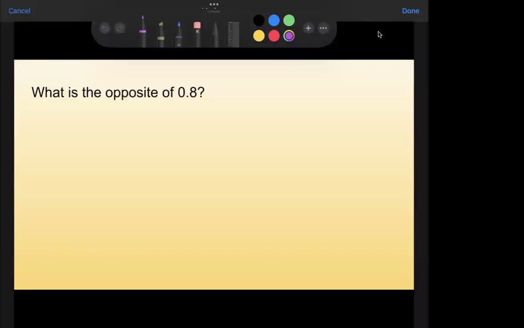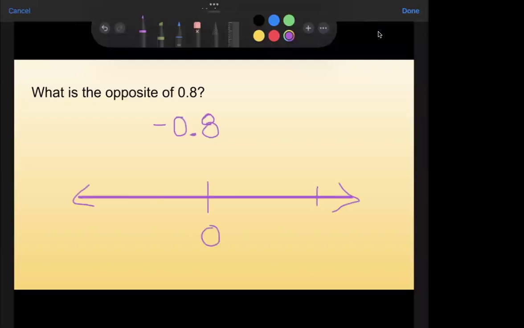Okay, here is our last one for today's video. What is the opposite of 0.8? So again, if we use the shortcut, we know we would just change the sign. If that's a positive 0.8, we're going to go ahead and put a minus in front of it and make it negative 0.8. If you like to use the number line, I'm going to go ahead and put 0 here, positive 1 here, and negative 1 here.